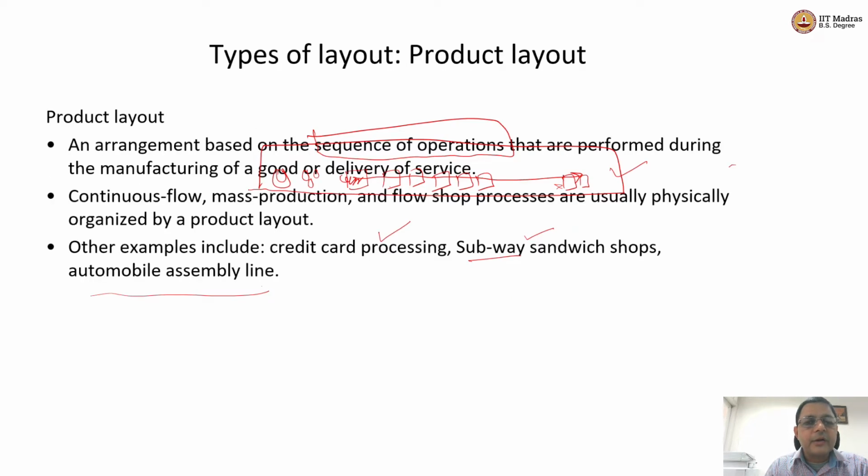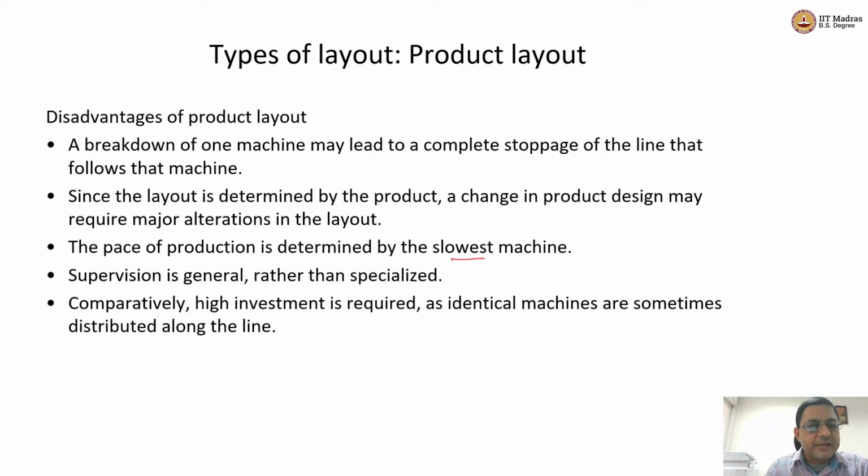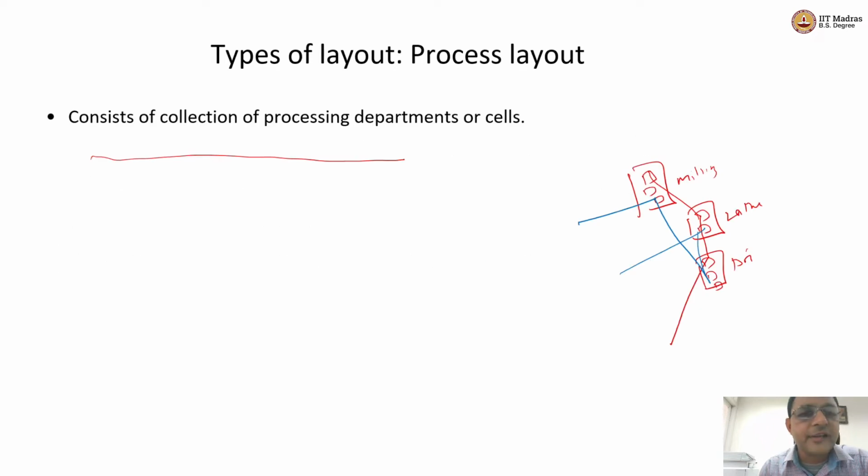Product layout is the arrangement based on a sequence of operation. Here you don't care about the sequence of operation. Here you are saying that all my pediatric specialists will sit together, all my oncology specialists will sit together, all my computer science faculty will sit together, all my electrical engineering faculty will sit together. So we are talking about not a product layout, but what is called a process layout. Okay, process layout. So a collection of processing departments. So it is a collection. All my milling machines collected together, all my drilling machines kept together, all my turning machines kept together.